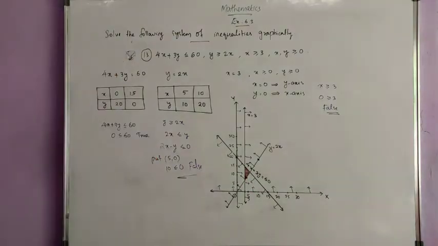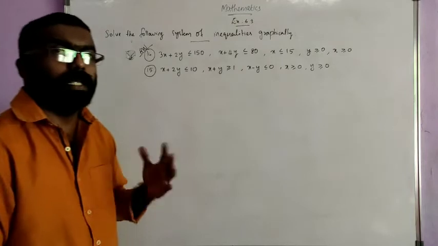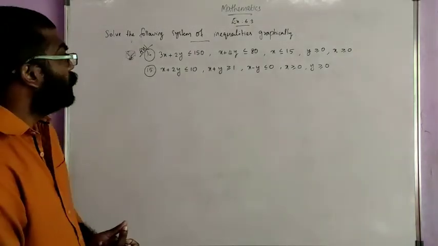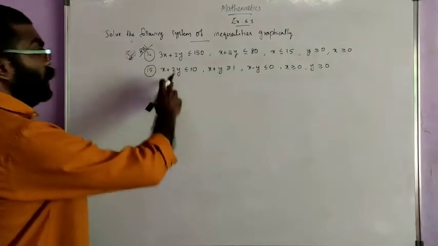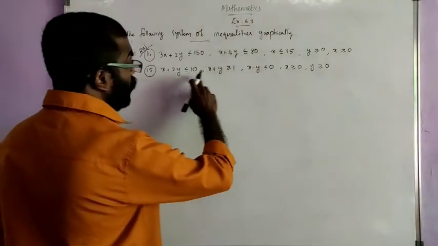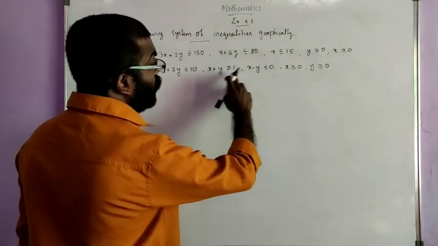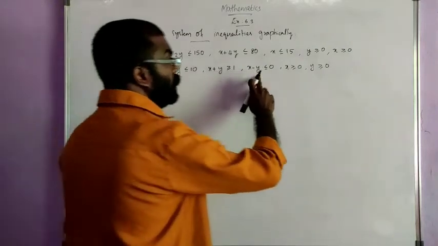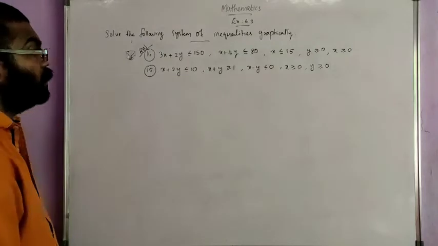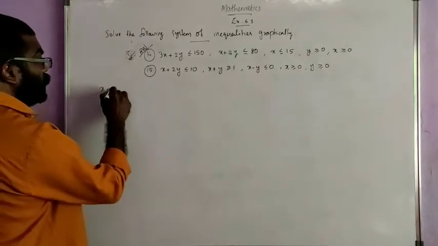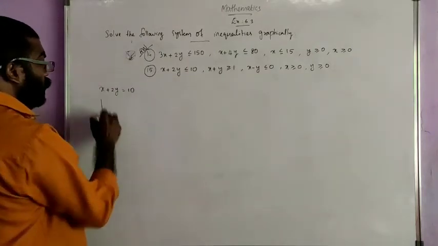Okay. Now question number 14 is a homework, so do it yourself. Now we move on to the last question in this exercise, question number 15. x plus 2y less than or equal to 10, x plus y greater than or equal to 1, x minus y less than or equal to 0, x greater than or equal to 0, and y greater than or equal to 0. So x plus 2y is equal to 10.